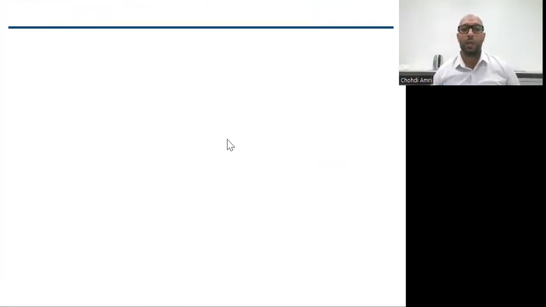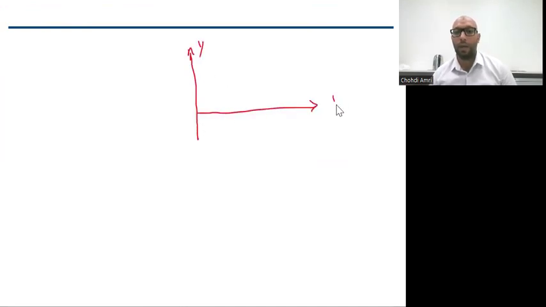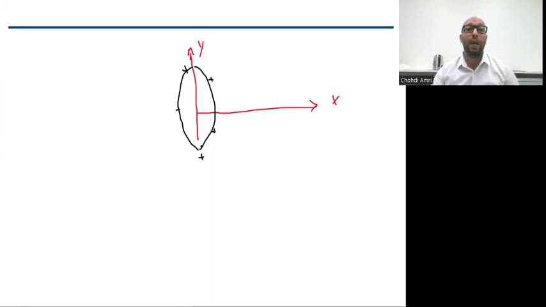As usual, I would like to draw the figure again. This is the y-axis. This is our x-axis. What is our ring? This is our ring. It's positively charged, so the electric field produced is outward. Where is our point P? This is our point P. The distance from the origin to the point P is called x.